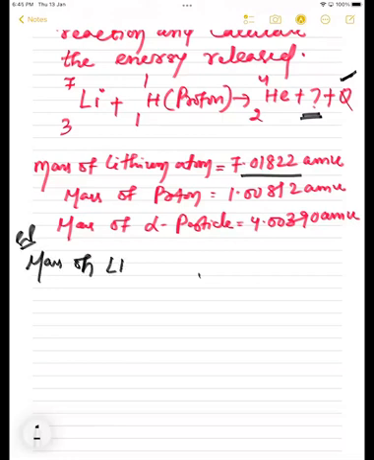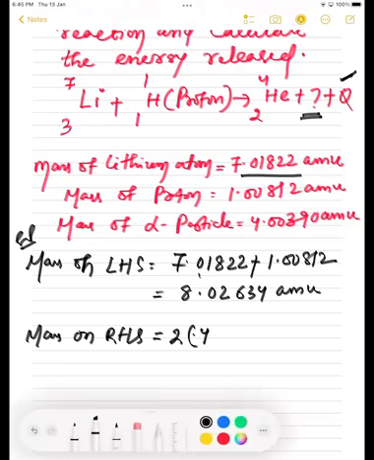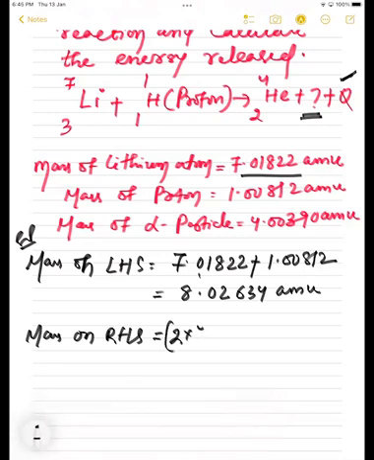Mass on LHS, right? So that is equal to 7.01822 plus 1 proton is there, 1.00812, right? We'll multiply 3 with that. That is equal to how much? 8.02634 atomic mass unit. That is mass on LHS. Then what is mass on RHS? 2 helium. That means 2 into 4.0039 given, plus Q value this much AMU.